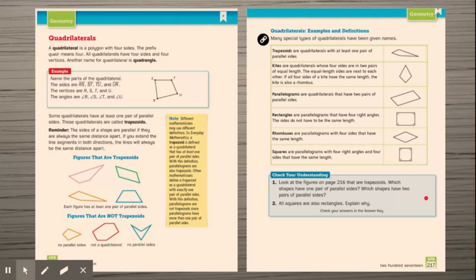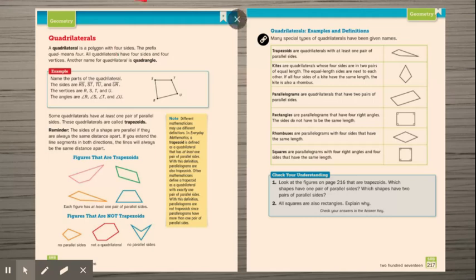So like I said before, we are going to be looking at quadrilaterals. And quadrilaterals are polygons with 4 sides. The prefix quad means 4. All quadrilaterals have 4 sides and 4 vertices, or the points. Another name for a quadrilateral is a quadrangle. Sometimes I will use quadrilateral, sometimes I'll use quadrangle.